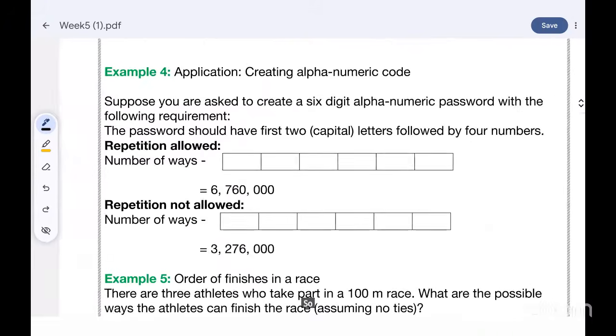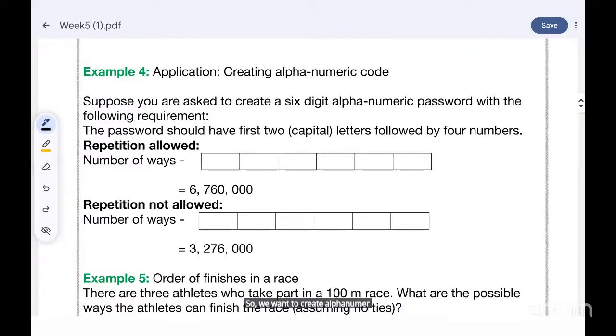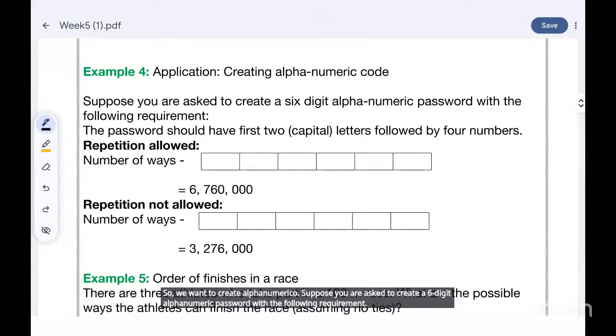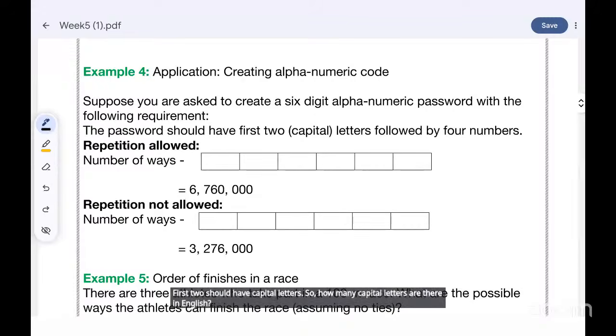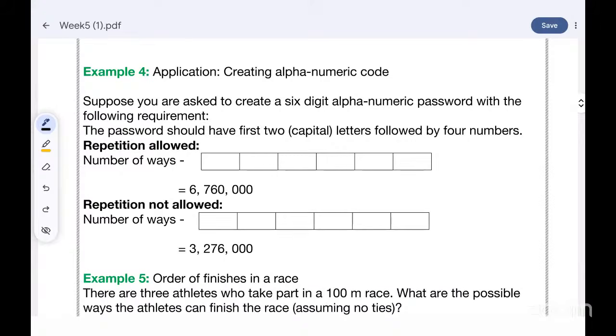So we want to create an alphanumeric code. Suppose you are asked to create a 6-digit alphanumeric password with the following requirement. The password should have the first two as capital letters. So how many capital letters are there in English? 26, right? So your options are from A to Z, for the first two letters, followed by 4 numbers. So 4 numbers means it can be any number. So what are the different possible numbers you can put in any of these places? 0 to 9.